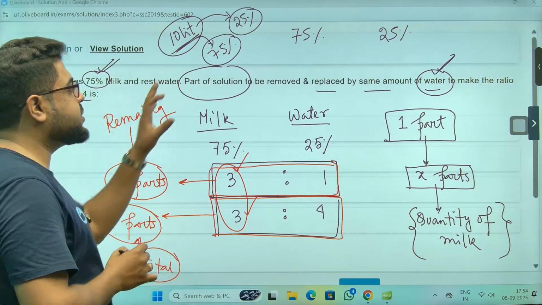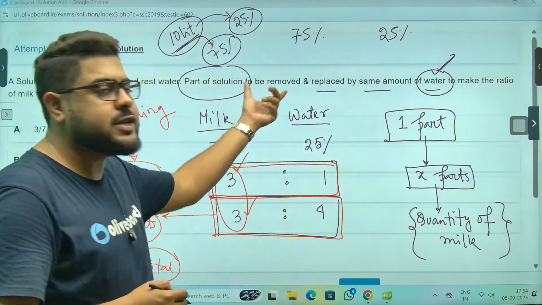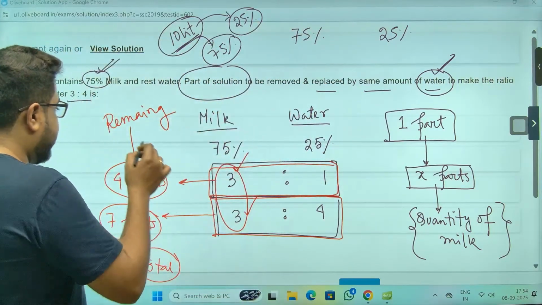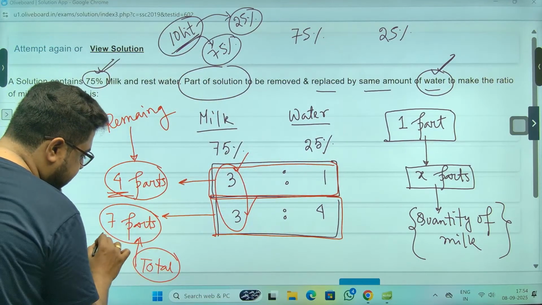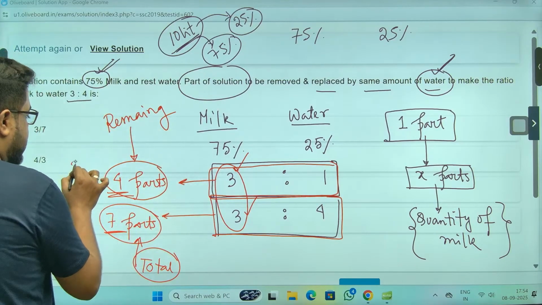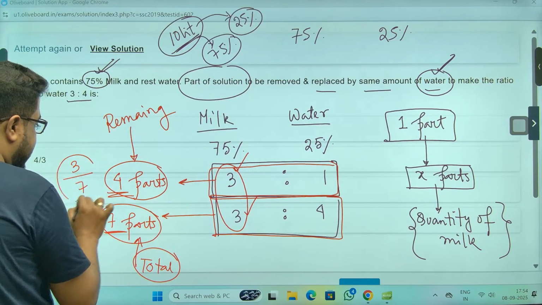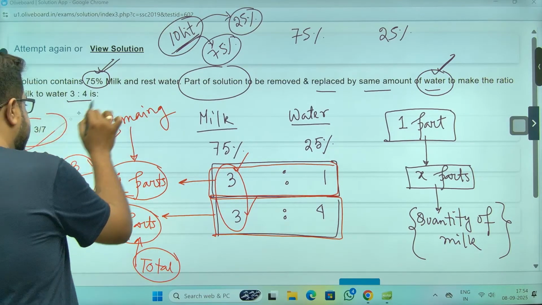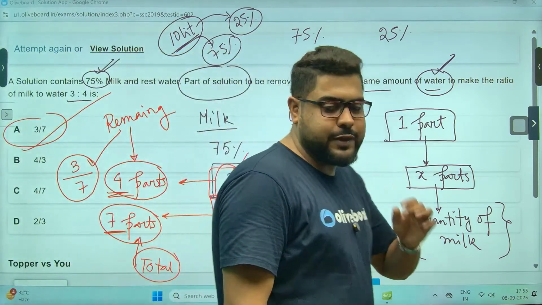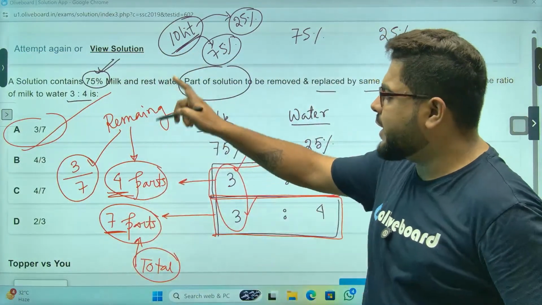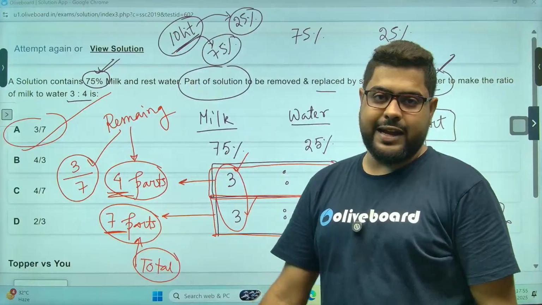That means how much part of the solution I've taken out. Sir, 4 parts are remaining out of 7 parts. That means I've taken out 3 parts out of 7 parts. That's my answer, option A, sir. It is the best way. This is one way, the solution in one line.